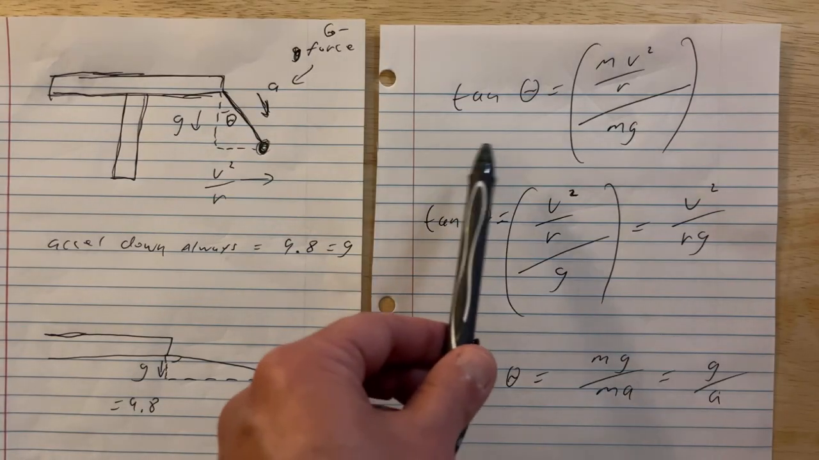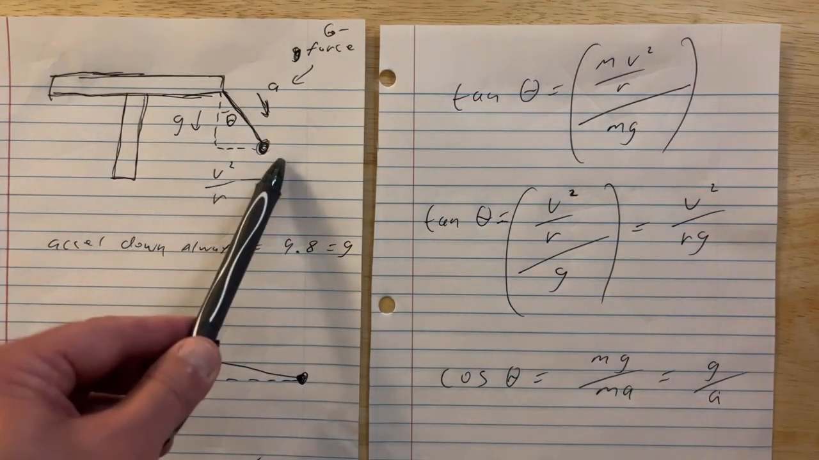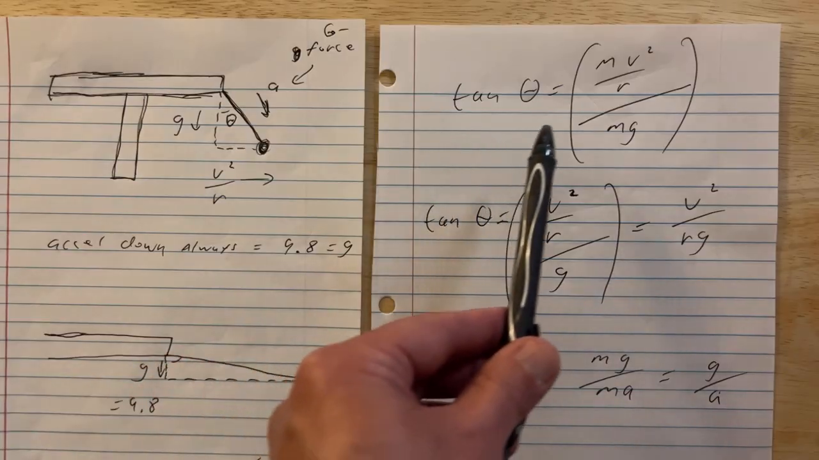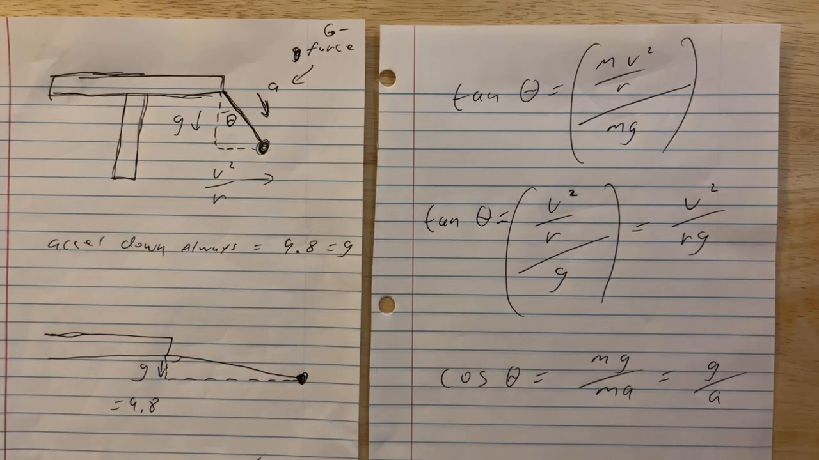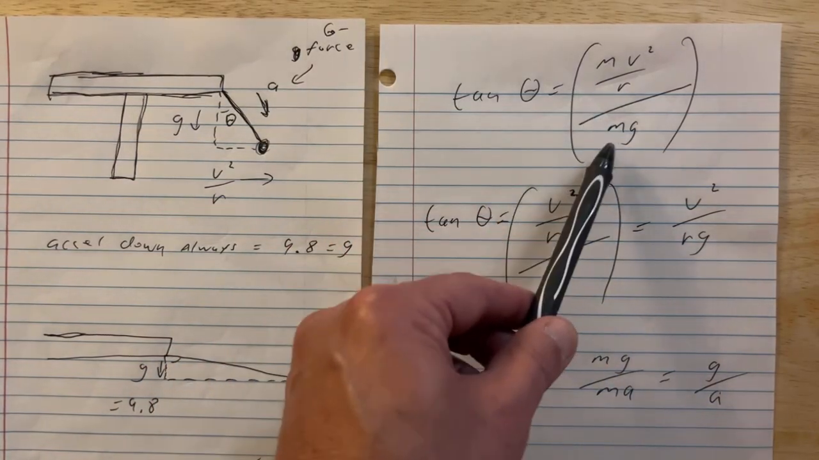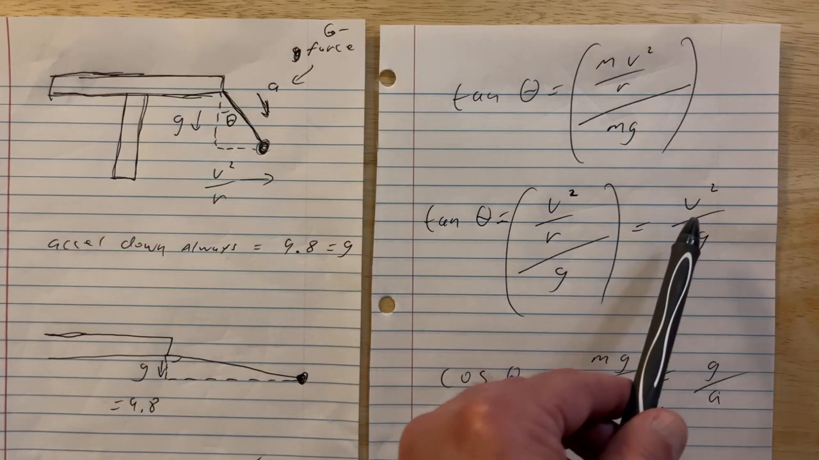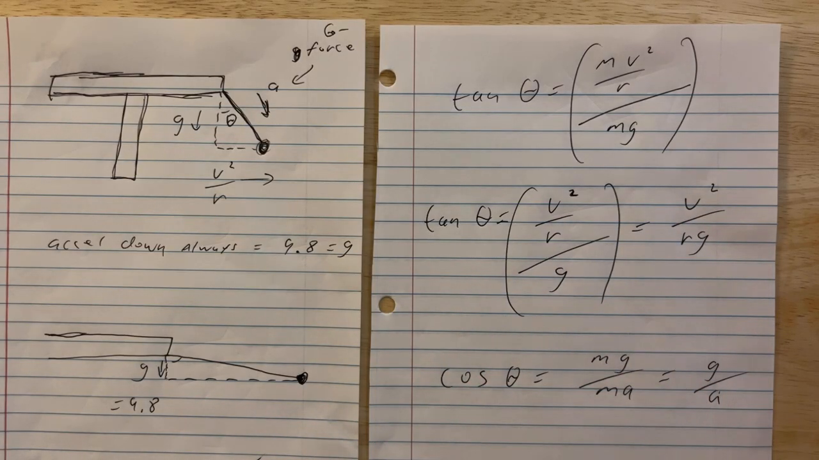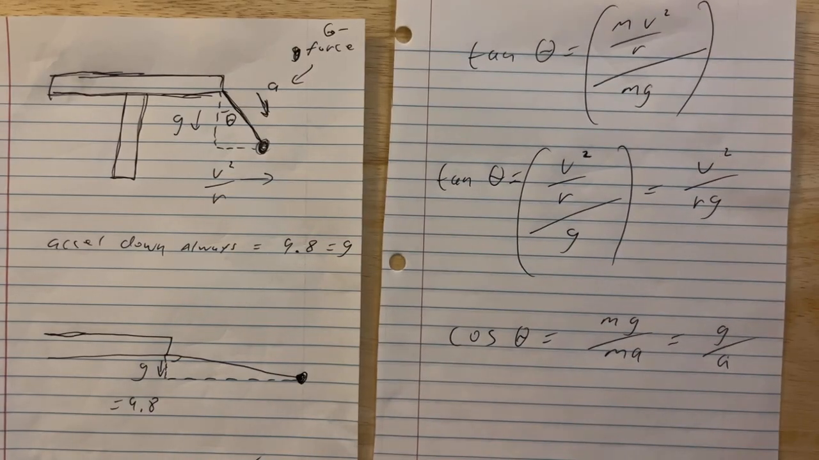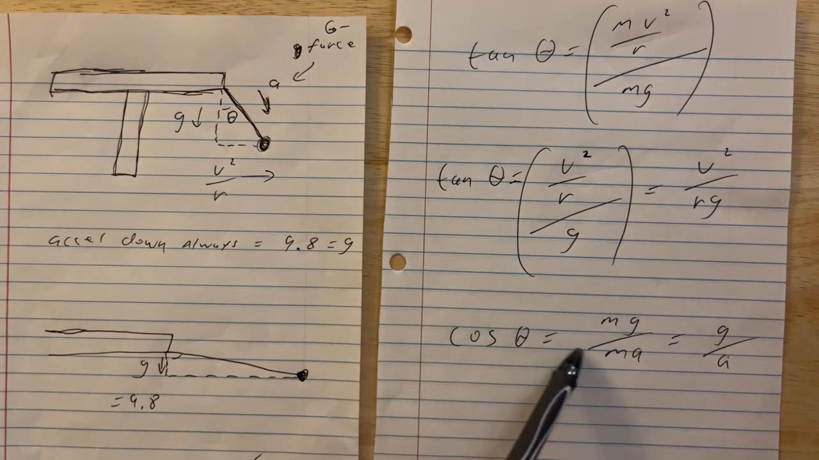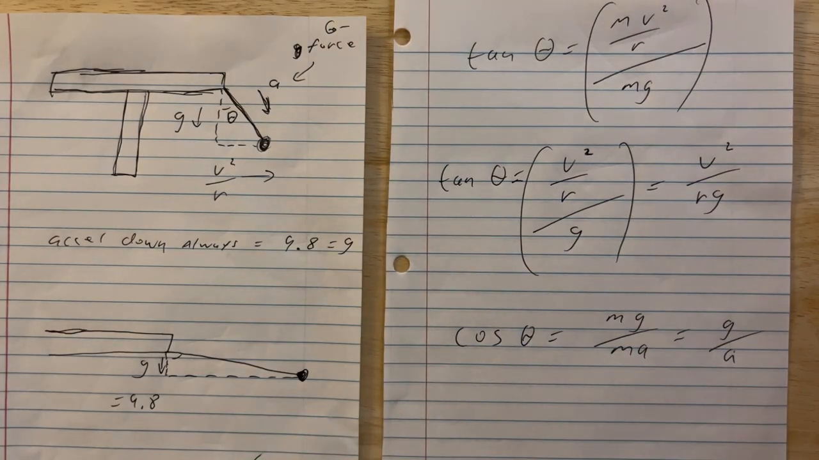And here's why: tan theta will equal opposite divided by adjacent. That's mv squared over r divided by mg. Mass divided by mass cancels. We're left with v squared over r divided by g, which is the same thing as v squared over rg. Same thing as cos theta, which is adjacent divided by hypotenuse. That'll be mg divided by ma. Masses cancel. You're left with g over a.